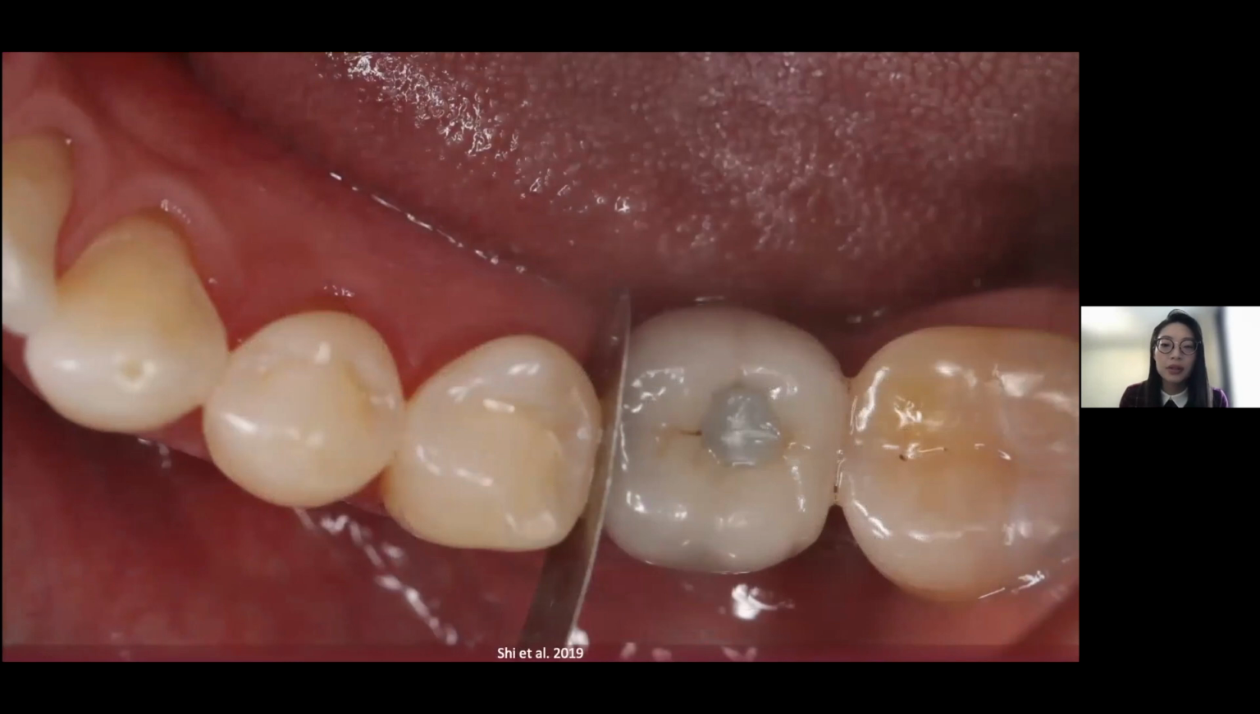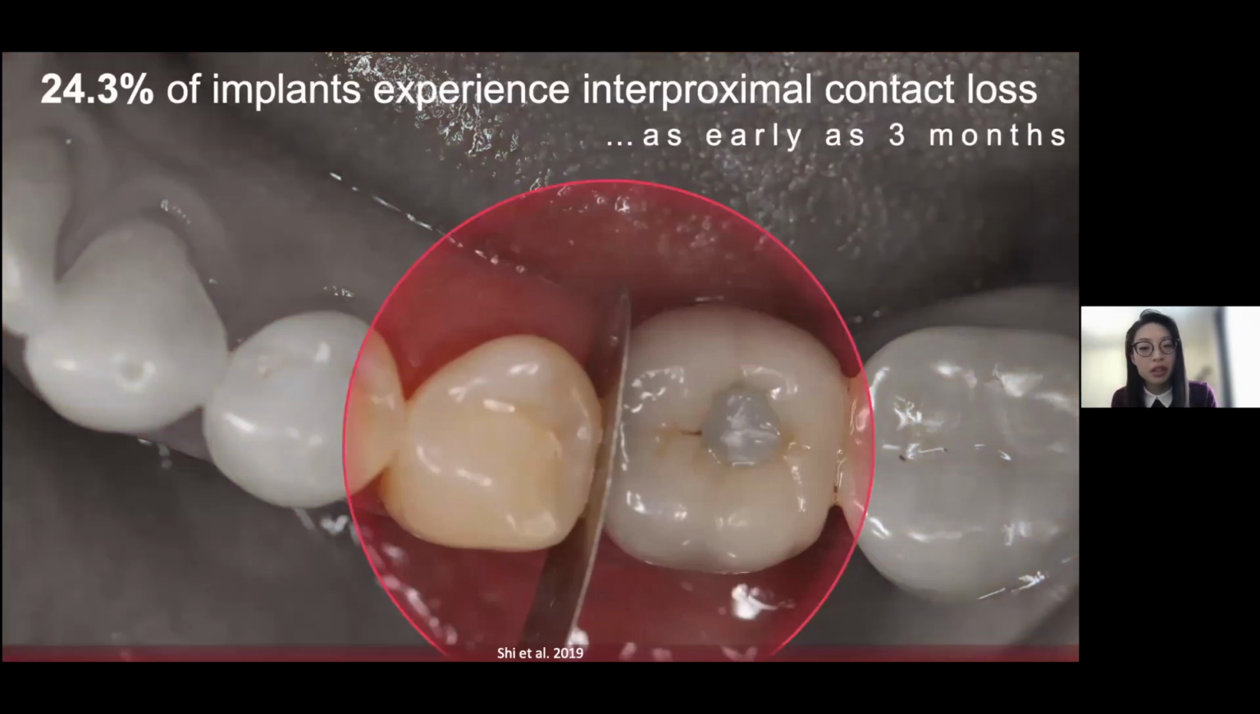So now I'm going to talk about the next factor that I assessed, and this is interproximal contact loss at implant sites adjacent to natural teeth. And what you see here is actually contact loss between an implant restoration and an adjacent natural tooth, which is a highly prevalent prosthetic complication reported in the literature.